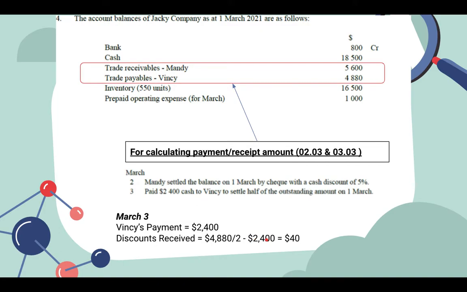On the other hand, they give us the payment as well, the payment paid to Vinci. Here we are only paying $2,400 for settling half of the outstanding amount. The outstanding amount is $4,880. Even half of it is still more than $2,400. That means we still have some tips from our counterparty here. We're spending $2,400 to pay for $2,440. That means we have a discount received of $40.